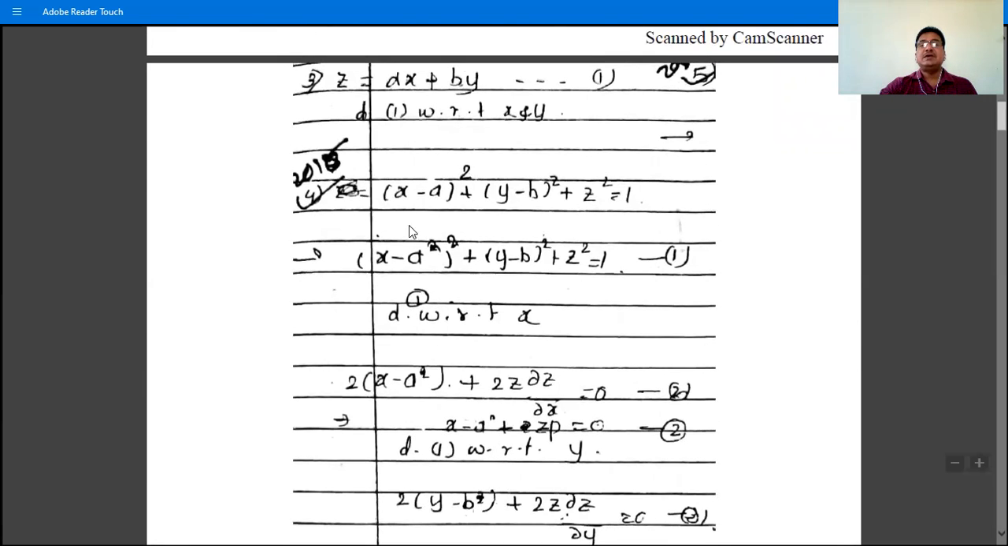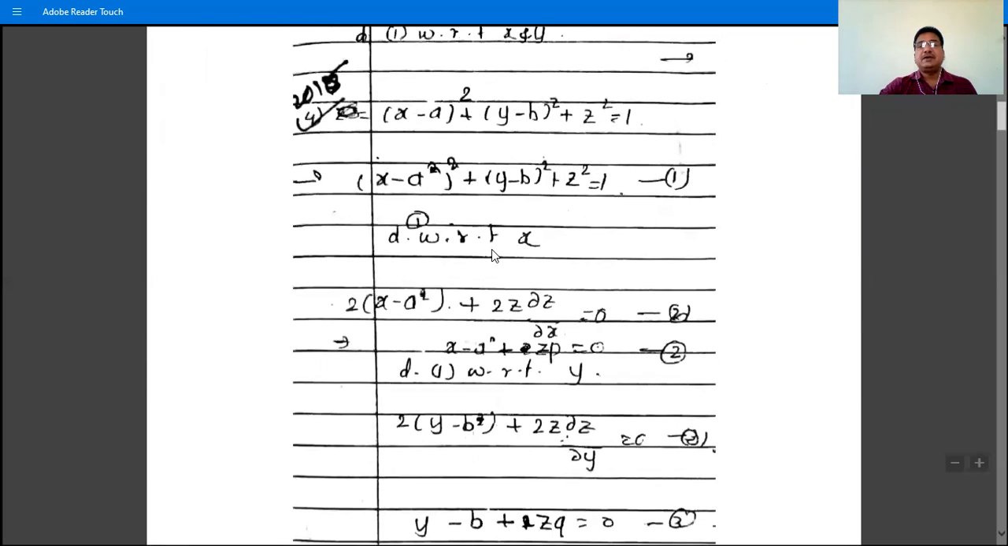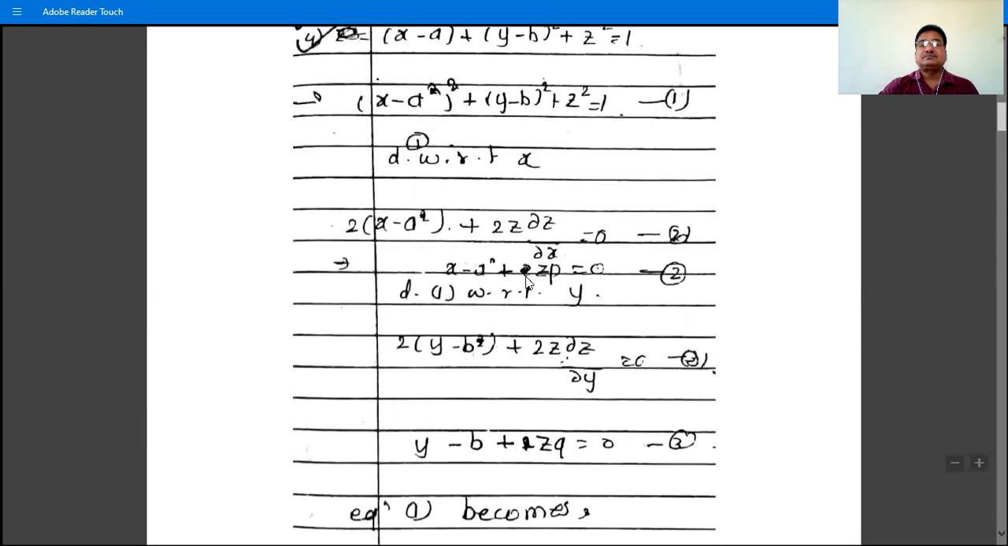Next problem, (x minus a) whole square plus (y minus b) whole square plus z square is equal to 1. So differentiate with respect to x. So we have 2 times (x minus a) raised to 1 times the derivative of this quantity. Then the derivative of (y minus b) square with respect to x is 0. The derivative of z square is 2z ∂z/∂x is equal to 0. z is the function, so we have to differentiate with respect to x. So 2z ∂z/∂x is equal to 0. And cancelling 2 throughout, we have x minus a plus zp is equal to 0. This is equation number 2.